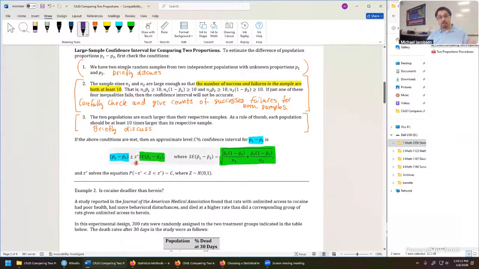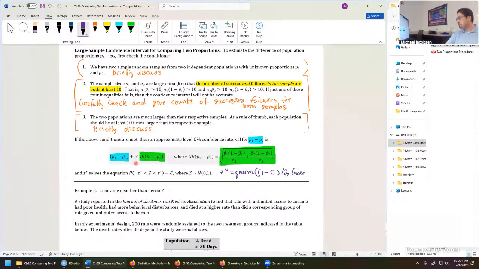If you don't mind, you could just say Z star is qnorm of 1 minus the confidence level, divided by 2, lower.tail equals FALSE. And either do a table lookup or just compute it fresh. Either way, Z star is usually a fast part of this procedure.